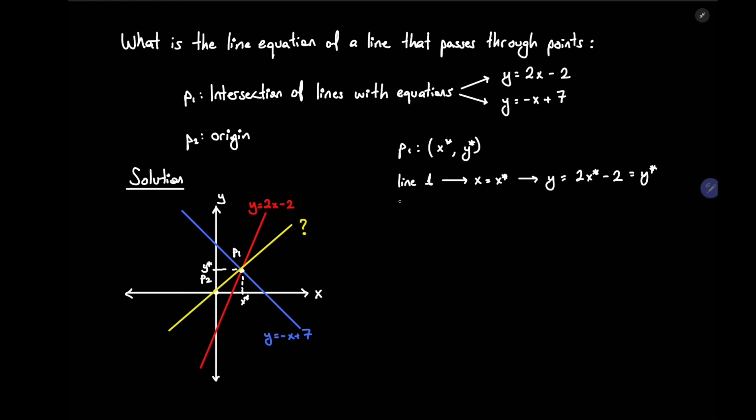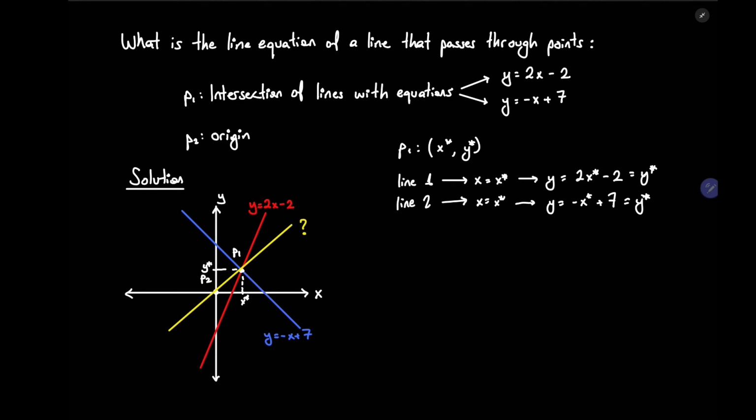We are going to do the same thing for line 2, which is y equals to minus x plus 7. So again, when x is x star, our y value will be minus x star plus 7, which is again equals to y star.